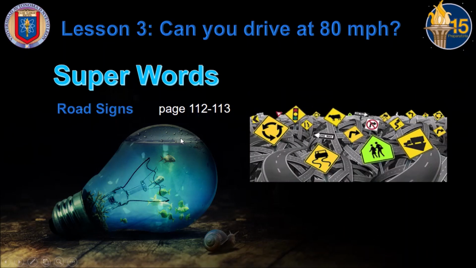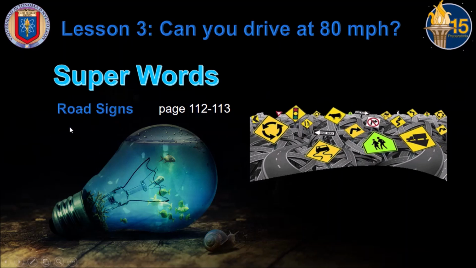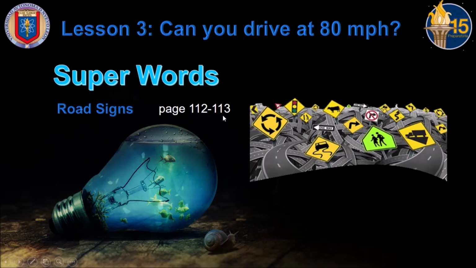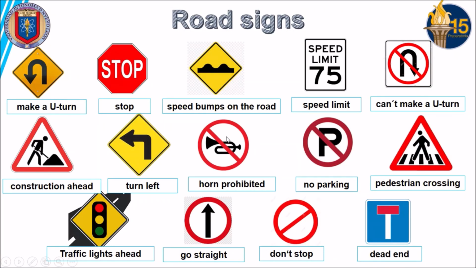In lesson 3, we have vocabulary related to road signs. Follow the activities on pages 112 and 113, please. Here they are. The first one is when you make a U-turn. So this is something that you can do. Stop, so you need to stop the car.